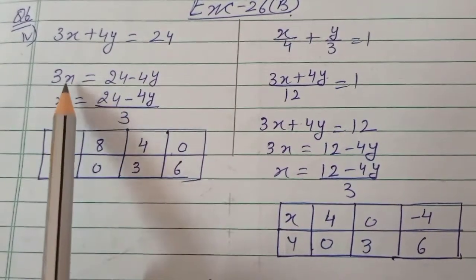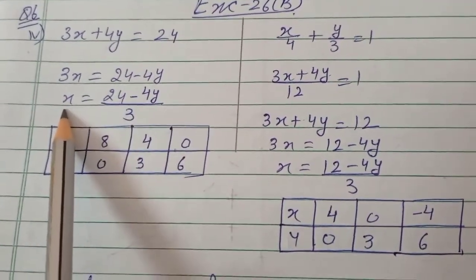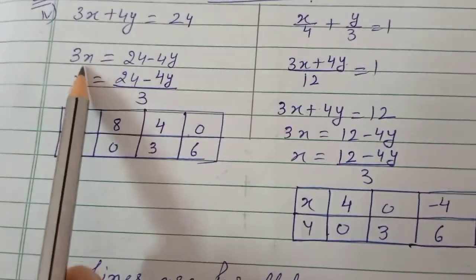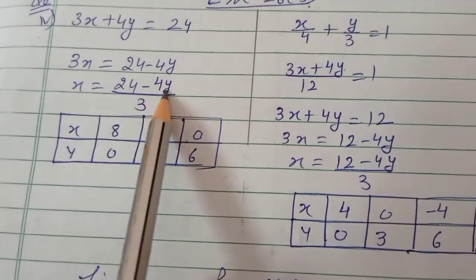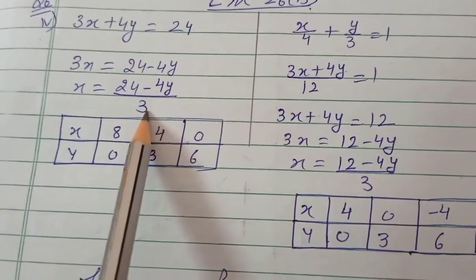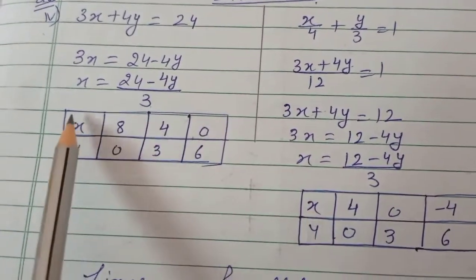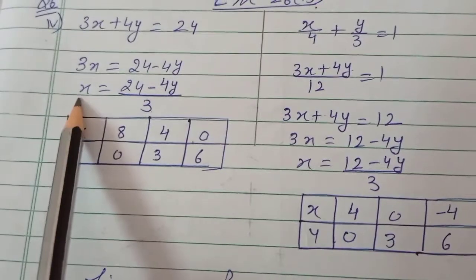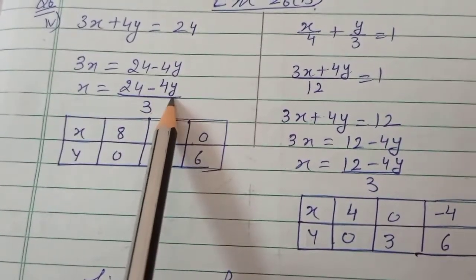So you can find the value of any variable. I got it of x. Then x is equal to 24 minus 4y, take 3 over here. Clear? Now you have to make a box. You know that x and y, in this case x is what? Dependent variable. y is the independent variable.